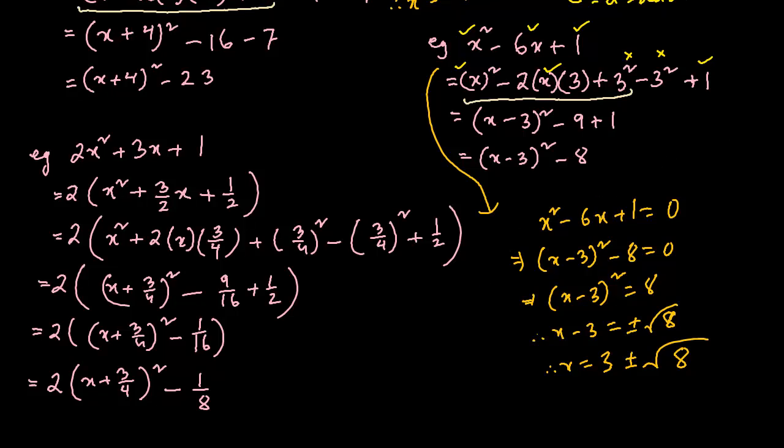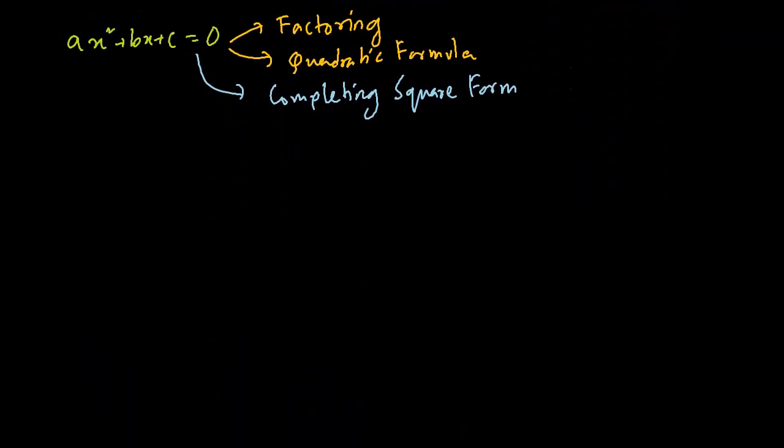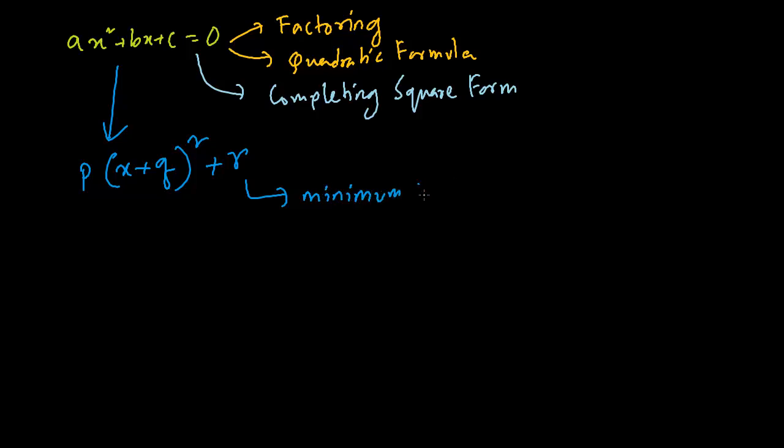There is one more thing that can be done using completing the square, and that is we can find the maximum or minimum value of the expression. If there is an expression in the completing the square format p(x + q)² + r, no matter what it is, this r is known as the minimum value of the entire expression. And the value of x when this occurs is -q.